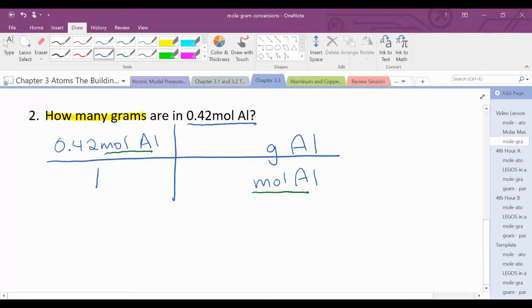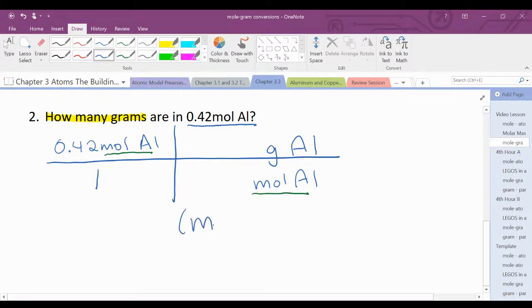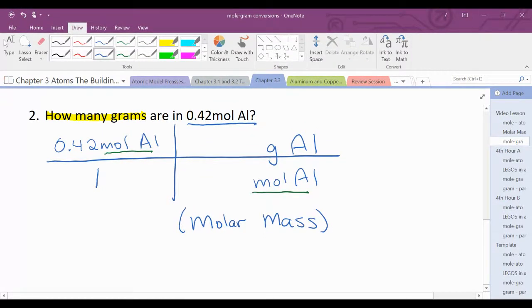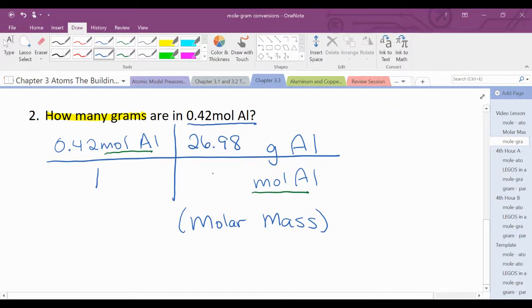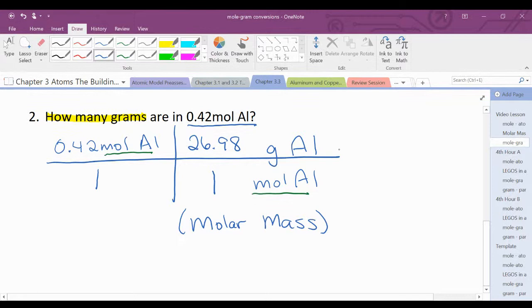And again, I'm looking at the units. I have moles and grams, which is molar mass. It doesn't matter if they're on the top or the bottom. All you're looking for is grams and moles. And the definition of molar mass is how many grams are in 1 mole. So for aluminum, there are 26.98 grams of aluminum for 1 mole of aluminum.